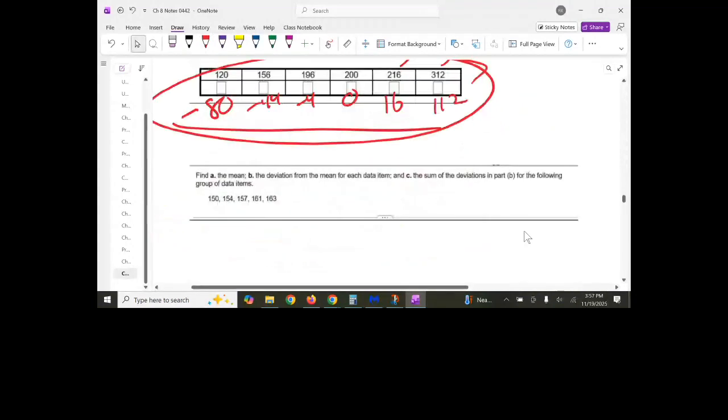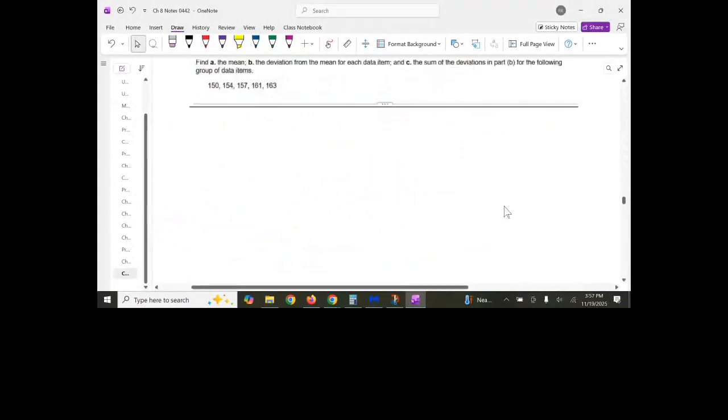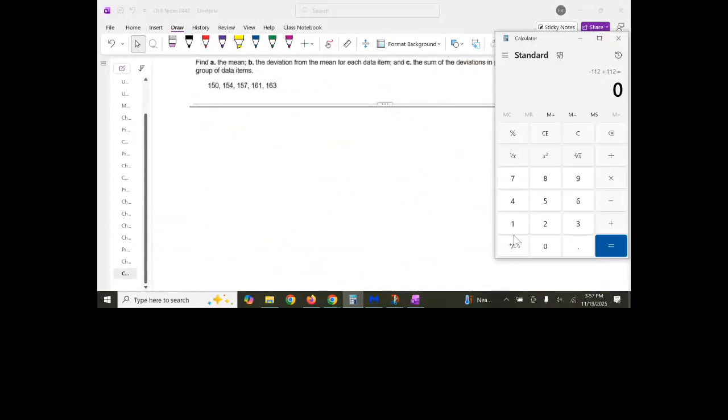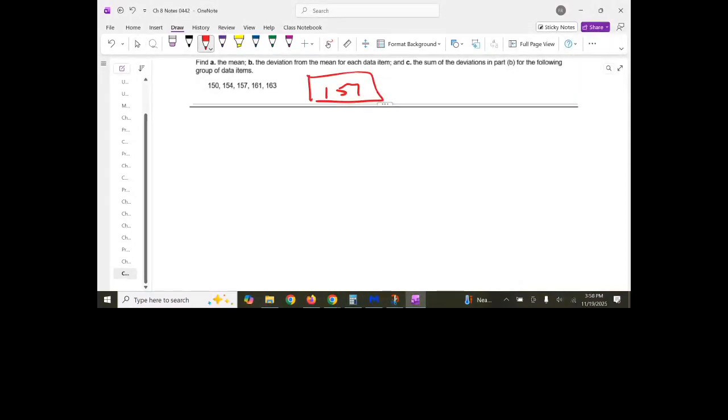All right, y'all, we're going to do the same thing here. The only thing we have to do in this problem is first find the average. So first thing I'm going to do, I'm going to add up my numbers. We have 150 plus 154 plus 157 plus 161 plus 163 equals, let's see. And now how many numbers do we got? We got 1, 2, 3, 4, 5. We're going to divide this by 5, my friends. And I'm coming up with 157. There's my mean.